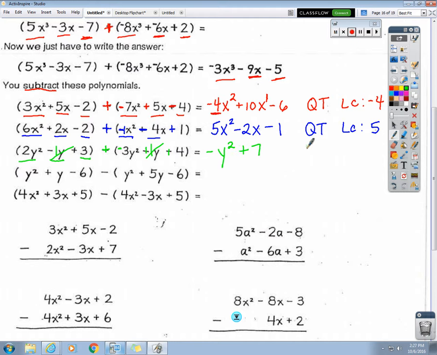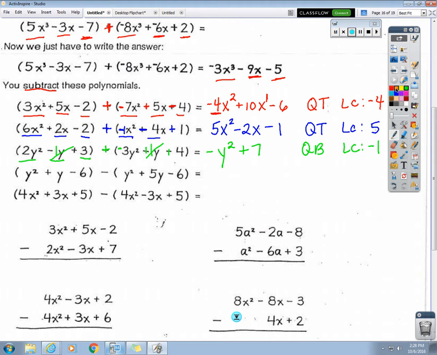What do we name this one? Quadratic binomial. Quadratic because the highest exponent is still 2, but binomial because we only have 2 terms because one of them canceled out. What is the leading coefficient? Negative 1. What is the constant? 7. Okay, go ahead and try these two.